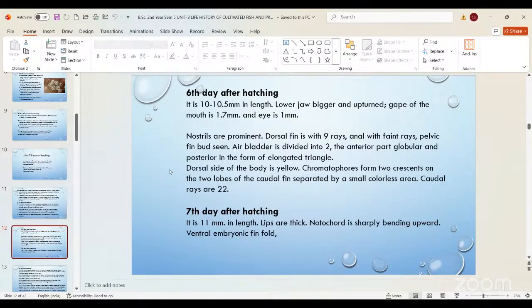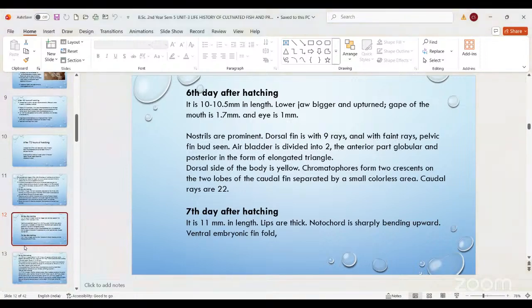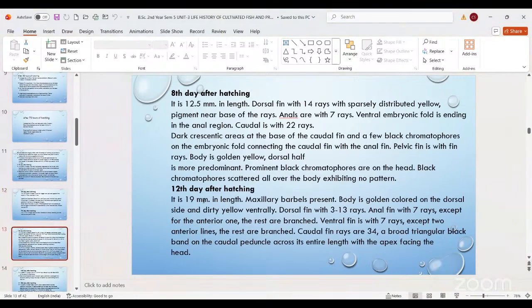Seventh day after hatching. Now it is 11 mm in length. Lips are thick. Notochord is sharply bending upward. Ventral embryonic fin fold. Then, eighth day after hatching. It is 12.5 mm in length.